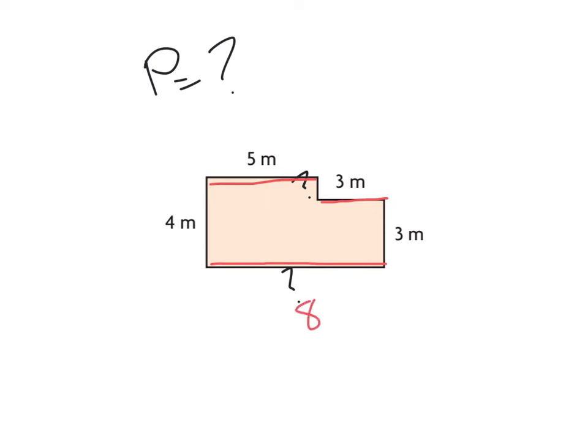So I'm going to label the bottom as 8 meters. Okay, and now I'm going to switch to a different color, green, just so we're all looking at the same thing here. On the left side, I see 4 meters. And on the right side, I see 3, but then I have one little spot there where I don't see it. And it's kind of the same thought process.